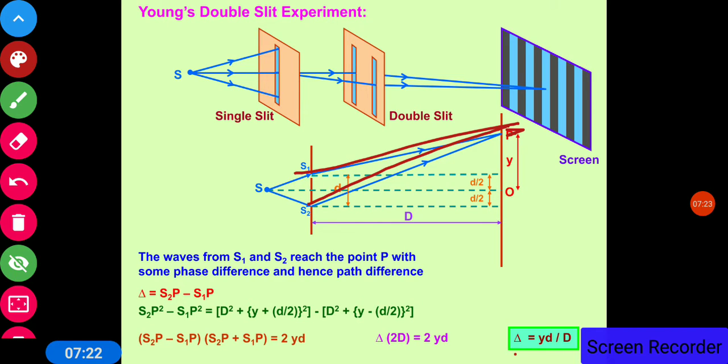So using that, if the path difference is equal to the path difference of the bright fringes, then P will be the bright fringe, and if the path difference is equal to the path difference of the dark fringes, then P will be the position of the dark fringe. So using this, now let us discuss the position of the bright fringe.